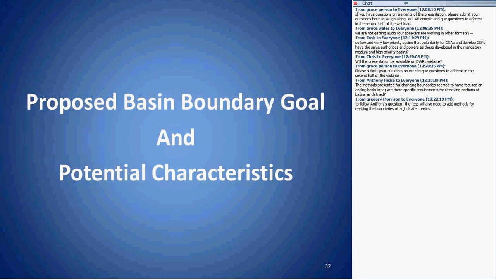So now into the final portion of the presentation, and this is where we'd like to get detailed feedback as well: the department's proposed basin boundary goal and potential characteristics. As I mentioned, we try to incorporate the issues that we have heard throughout the state into these characteristics.